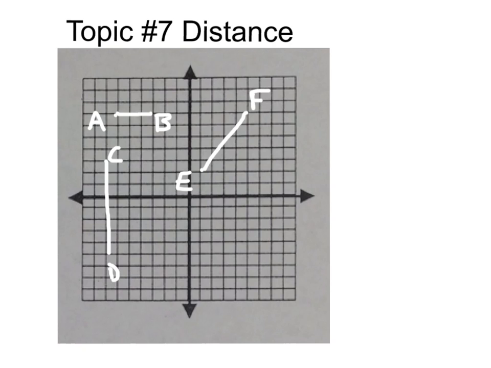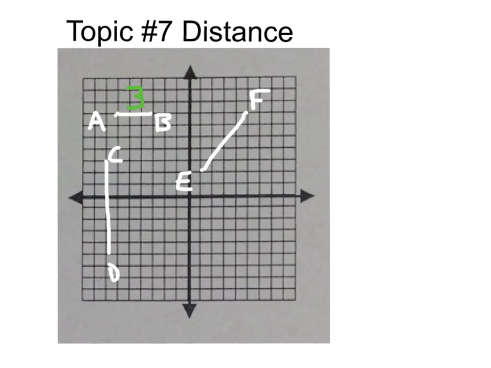Okay, topic number 7 is finding the distance between 2 points. And sometimes it's very easy to do, such as this horizontal segment AB. How far is it from A to B, or what is the length of the segment? It is 3 spaces, 0, 1, 2, 3. So the answer for the length of AB is 3.